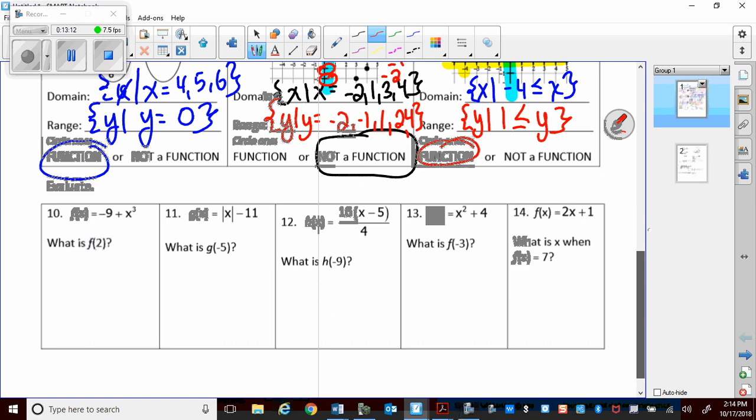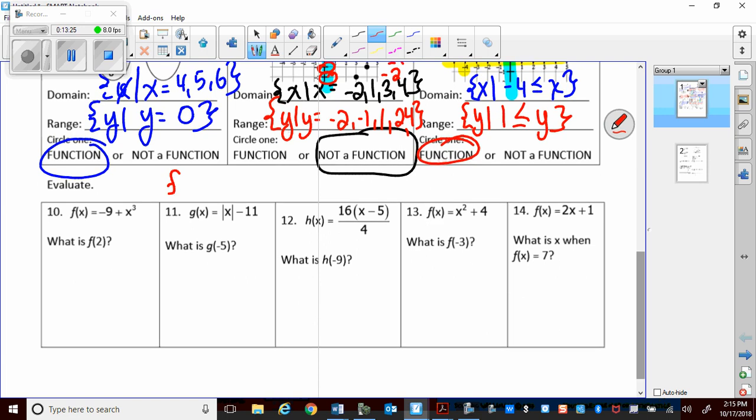Now, number 10, 11, 12, 13, and 14. You're plugging a number in. You're replacing a number. Now, look at this number. Remember what I told you? What's inside of the function? Is that an x value or a y value? X. This is an x value. What's outside of a function? Y. Everything on the right-hand side is a y value.